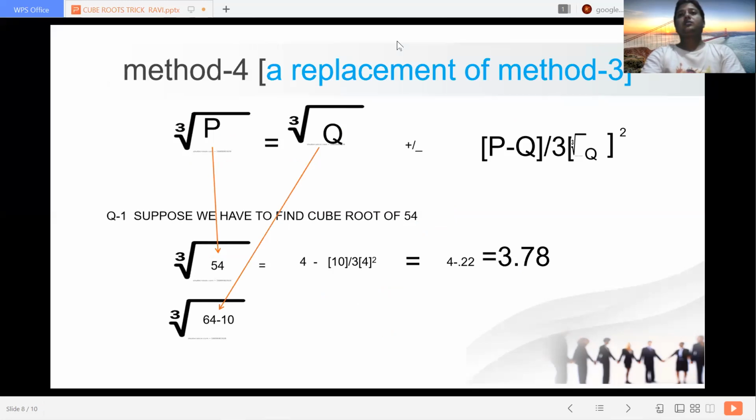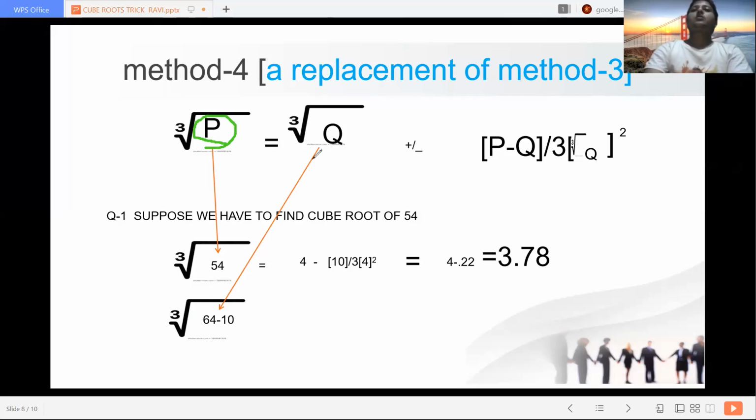Suppose we have to calculate the cube root of p. Then the answer is the cube root of q plus or minus (p minus q) divided by 3 times the square of the cube root of q.